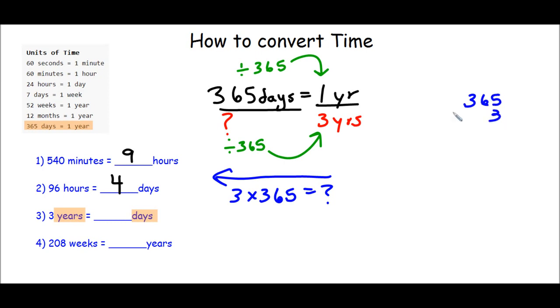365 times 3. 3 times 5 is 15, carry the 1. 3 times 6 is 18, plus 1 is 19, carry the 1. 3 times 3 is 9, plus 1 is 10. So that means that there are 1,095 days in 3 years.